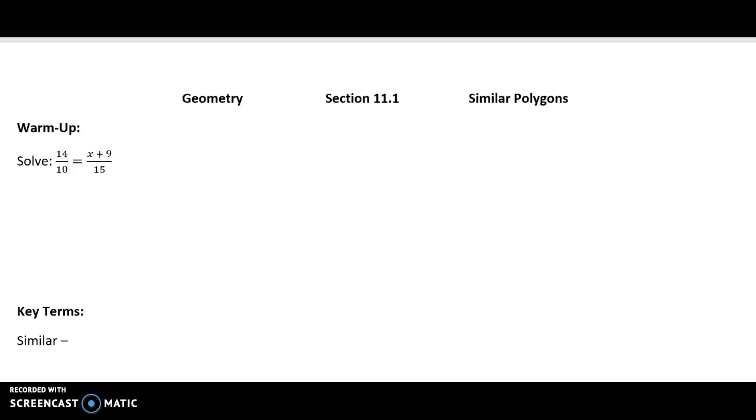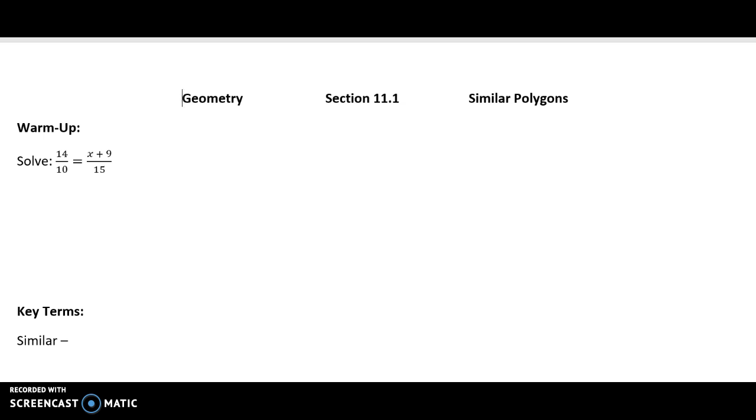All right, so we are going to start chapter 11, and I think this chapter is going to take on a similar structure to our earlier chapters in geometry with the investigations, etc. Not so much the area and volume chapters that we had been working on. So let's take a look at our warm-up.